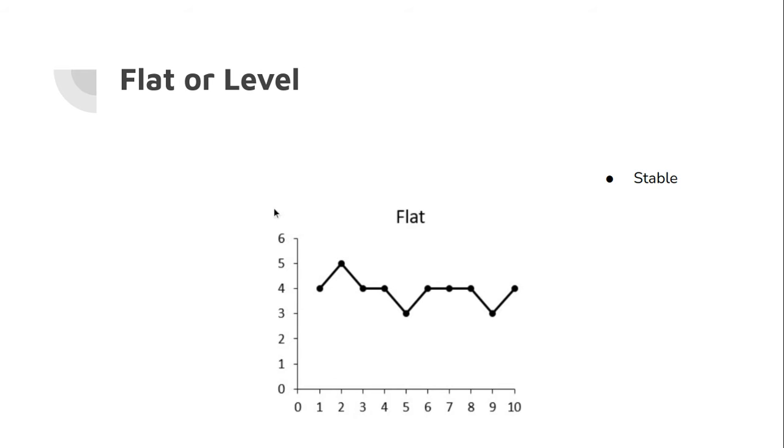The next one we have is called flat or level. This again is considered pretty stable. While we don't see a trend, we do see minimal bounce. It stays very close to this line here. There are some points that go above and below, but for the most part, it remains stable.